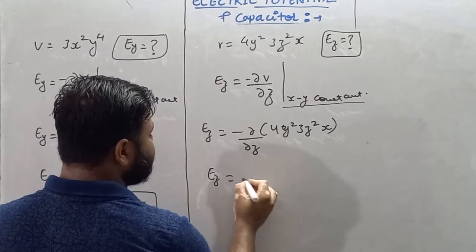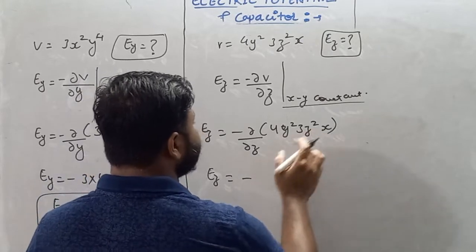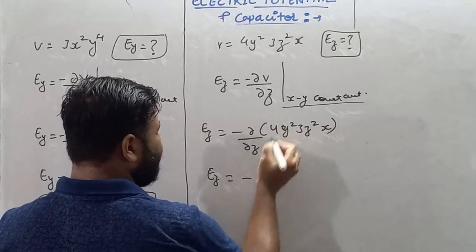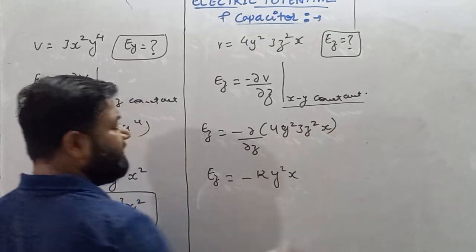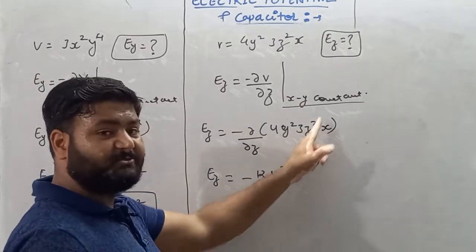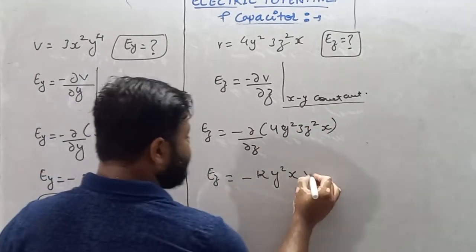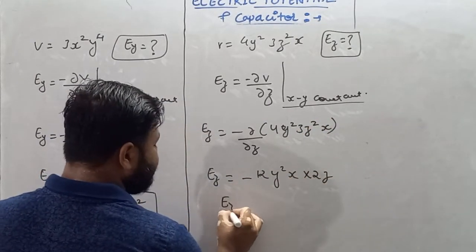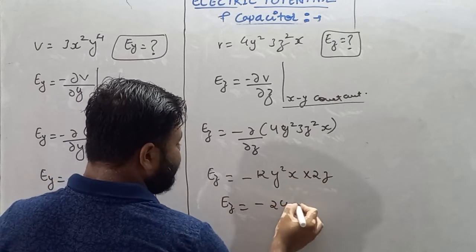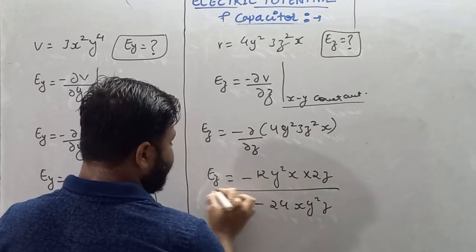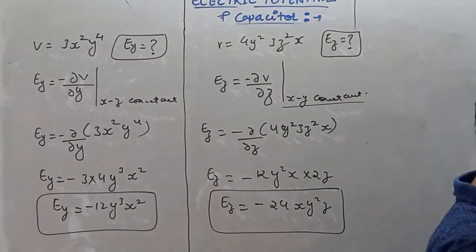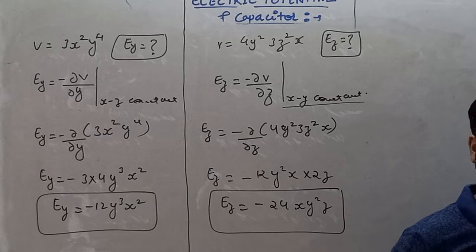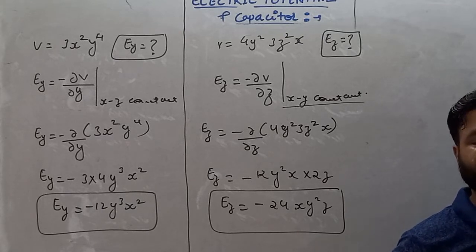So Ez is equal to minus, 4 is constant, y is constant, x is constant, 3 is constant. So 4 threes are 12. I'll write y square and x, and we have to differentiate only z square, which is 2z. So I'll write here into 2z. So Ez is equal to minus 24x y square z. This is how we have to perform partial differentiation, my dear student. I hope you all understand how we are performing partial differentiation.